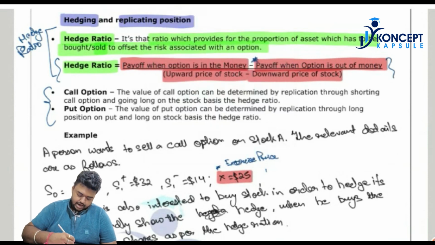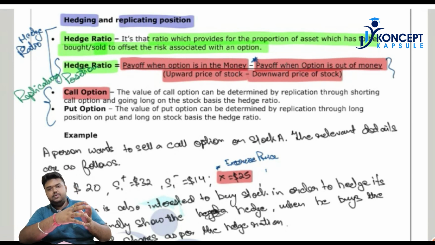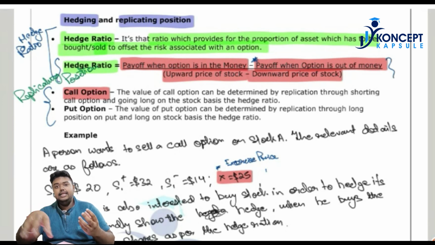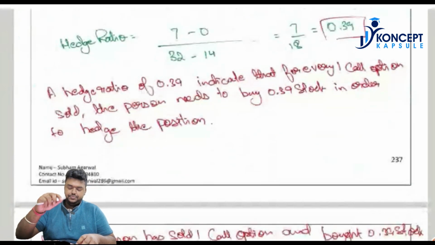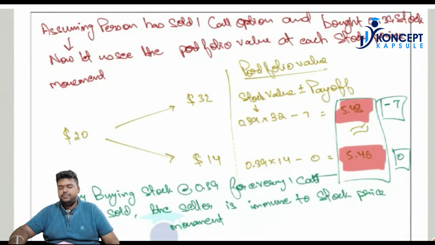The second portion we have is replicating positions. What is replicating positions? Basically, replicating position means that the value which we are supposed to get from a call or a put, we will synthetically create a portfolio which will give us the same value. So let me give you an example. Suppose we have sold a call over here in our example. The payoff of the call being sold is minus 7 and 0, correct?